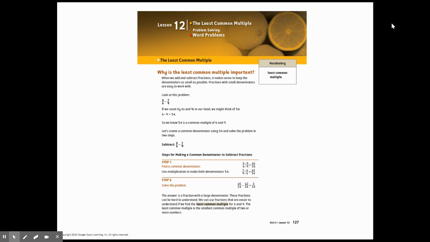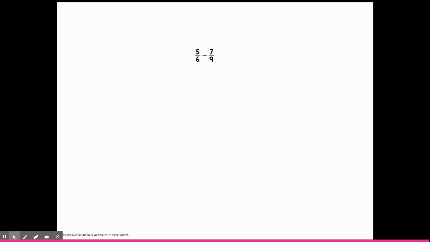In the second part of our lesson today, we're going to move on to the beginning of lesson 12, and we're going to talk about least common multiples and why it's important. When we add and subtract fractions, it makes sense to keep the denominators as small as possible.